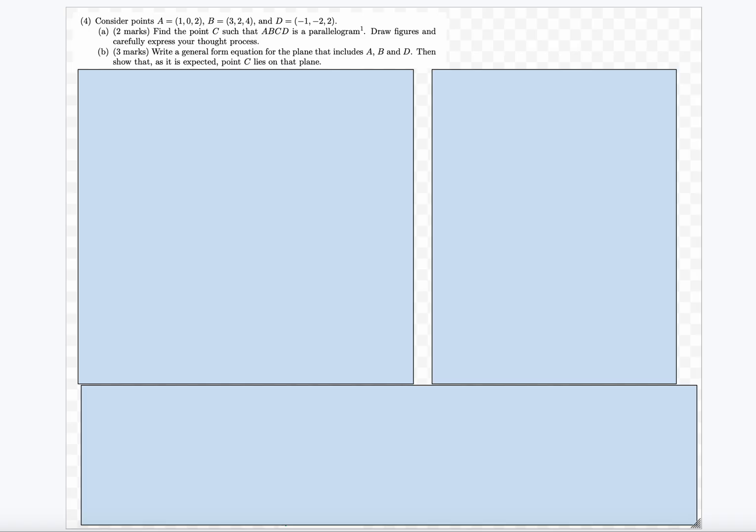Then write a general form equation for the plane that includes A, B, and D. Then show that, as it is expected, point C lies on that plane.